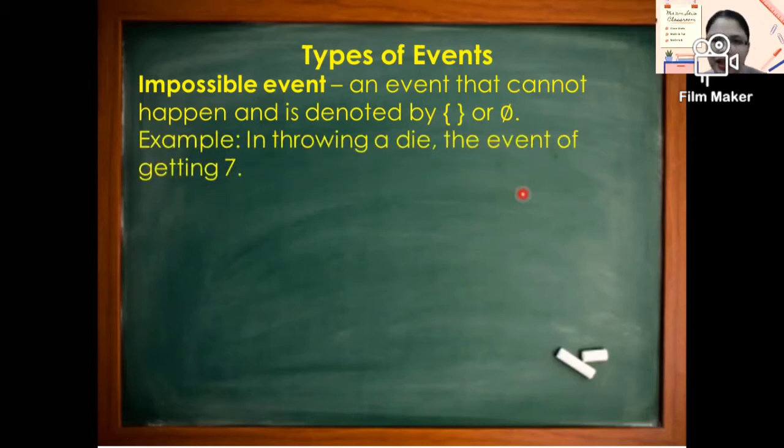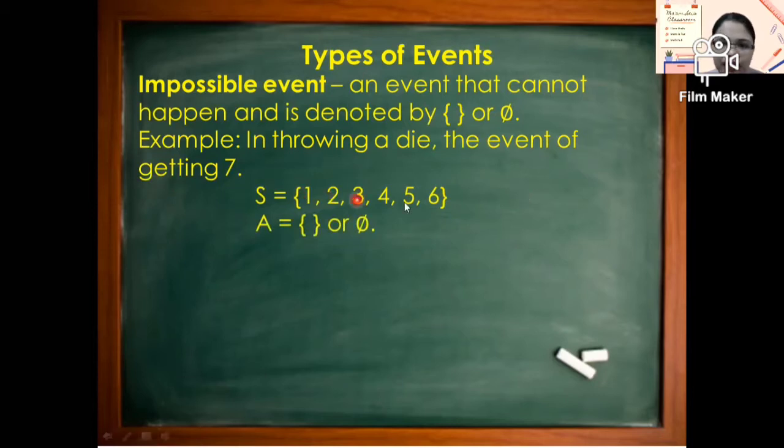Example, throwing a die, the event of getting 7. Tandaan natin, ang ating sample space is number from 1, 2, 3, 4, 5, and 6. Ang ating event daw po dapat, event of getting 7. Meron po ba tayong makukuhang 7 sa ating set? Since wala, ang ating event po is equal to an empty set. Pwede pong ganyan na ang sagot. Okay? Open bracket, space, and close bracket for a null set. Okay po?